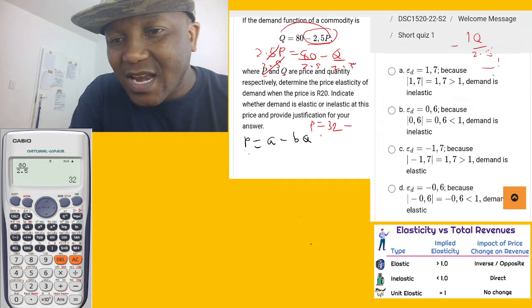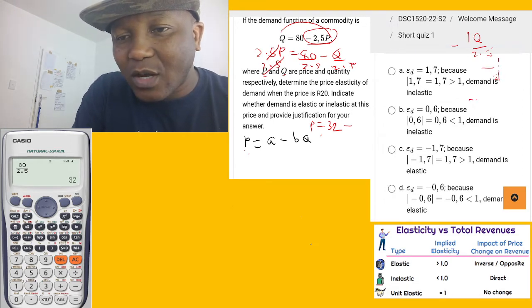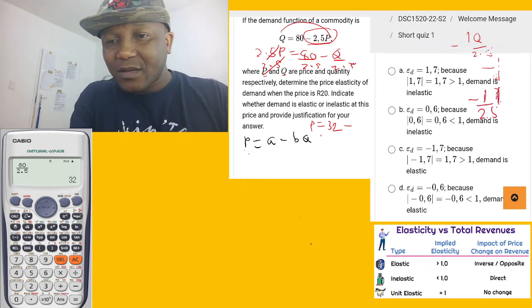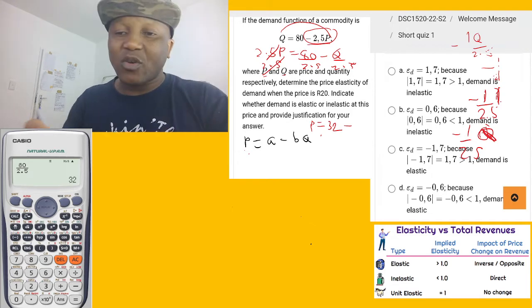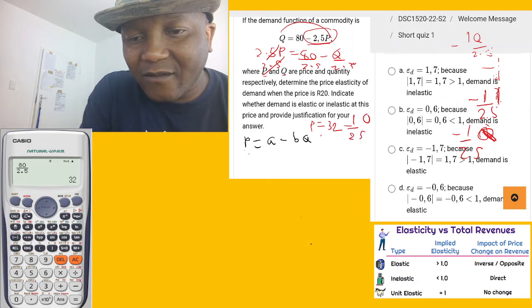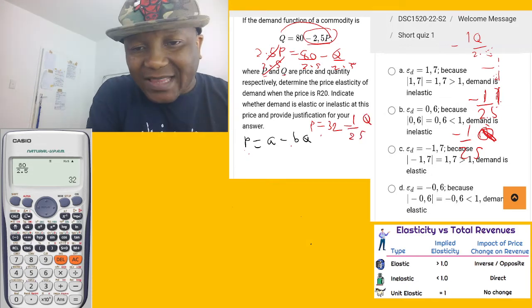It's like say negative 1 over 2.5. Oh, it's like negative 1 over 2.5 what? Q. Ooh, it doesn't want to write. Okay, negative 1 over 2.5 Q. Stuff like this. I'm sorry about that. So instead of writing Q over negative, I'll say negative 1 over 2.5 Q. So you see now it looks like this one right here.